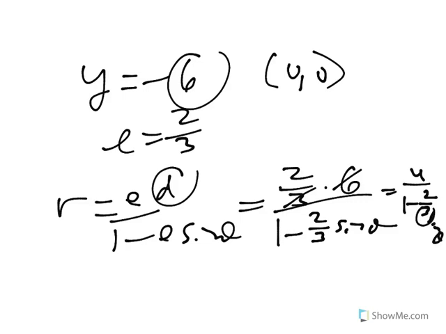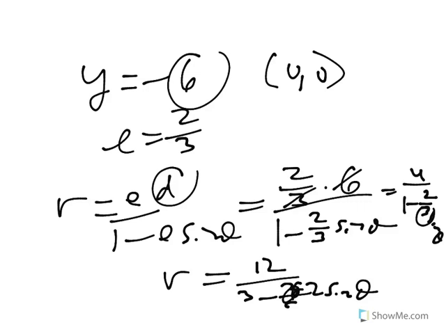And a lot of people don't like to have this denominator here, so they just multiply numerator and denominator by 3 and get 12 over 3 minus 2 sine theta.